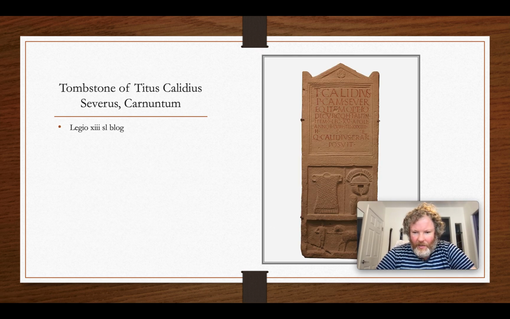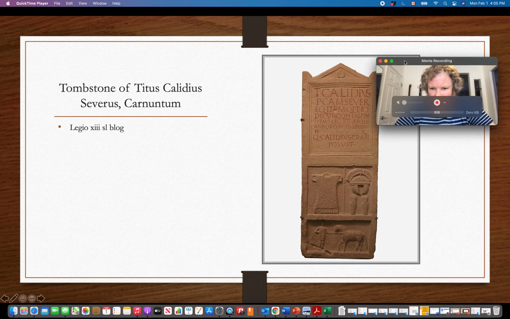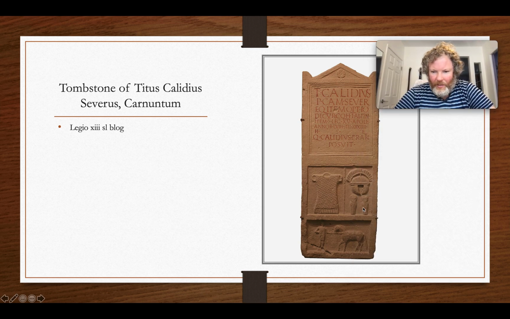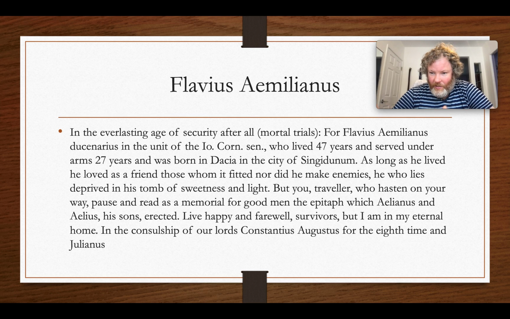And then here is another one with just some accoutrements posted on the side, possibly colorized: the greaves, the chainmail, the helmet. And there's the groom with the horse. So you see a variety of tombstones, and of course a lot of them also include the epitaph, which is dedicated to the deceased. And this is, of course, our friend Flavius Aemilianus from the first half of the 4th century CE, celebrating his life.